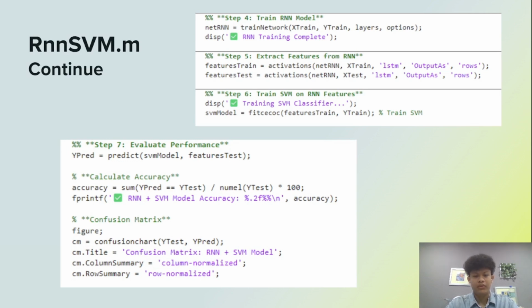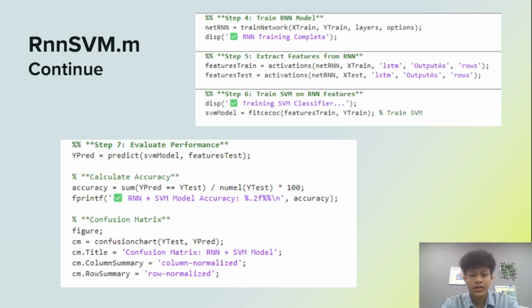Next, I will walk you through the process of training and evaluating a classification model that combines a recurrent neural network (RNN) for feature extraction and a support vector machine (SVM) for classification. Let's break it down step by step. I will continue from the step that Haris already explained, which is step 6, to train SVM on RNN features.